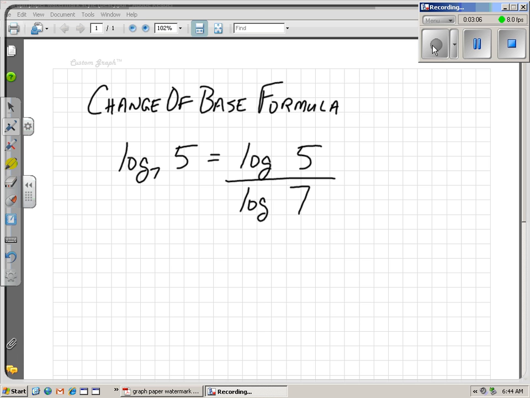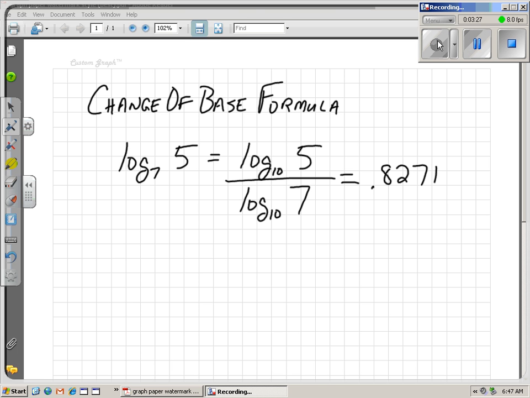Now I've changed them both to base 10. Remember, we don't write the base 10. It's a common log, but I'm going to go ahead and write it this one time. We change them both to base 10 and take the log of 5 over the log of 7, and we can actually plug that into our calculator. So grab your calculator, do log 5 divided by log 7, and I got about 0.8271.